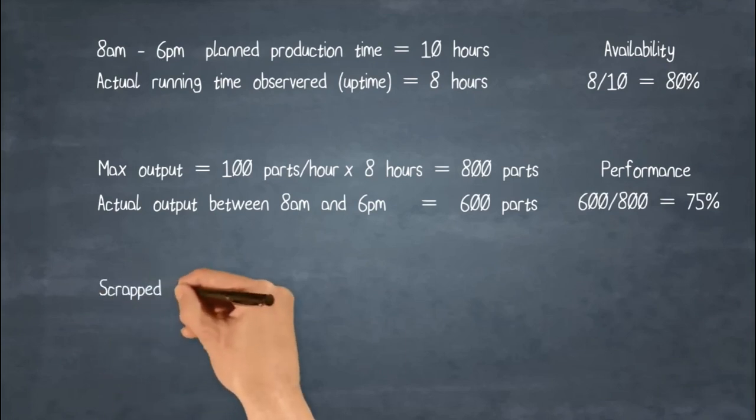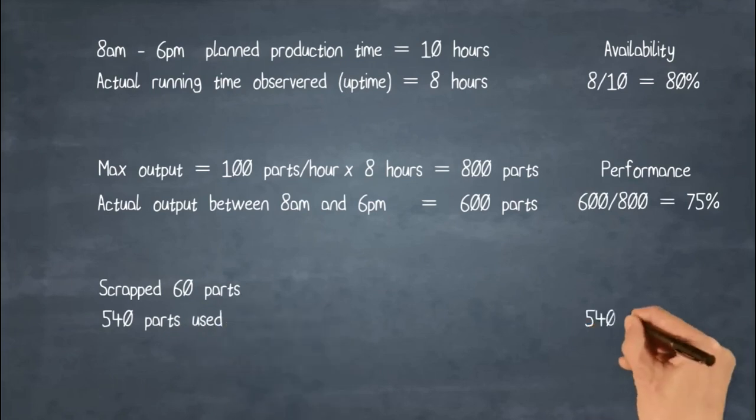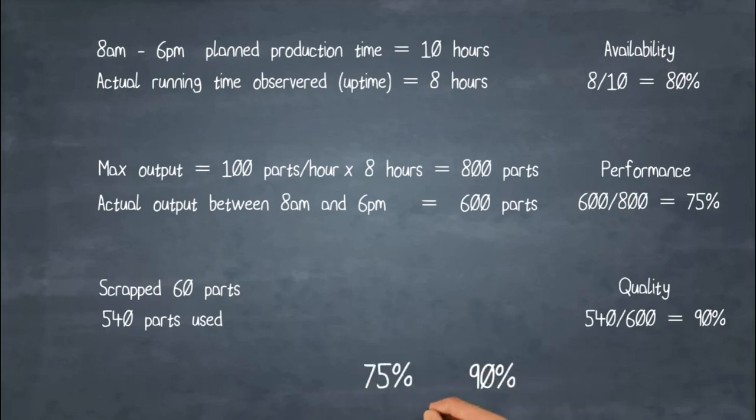Say we scrapped 60 of the parts, we only ended up using 540 of them. We would use 540 over 600 or 90% as our quality figure. Now we've got values for quality, performance and availability. We multiply them all together to get 54%, which is our final OEE figure.